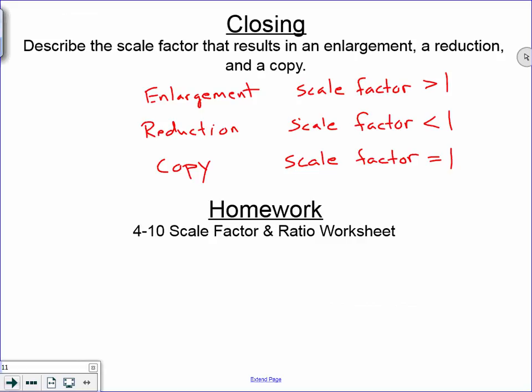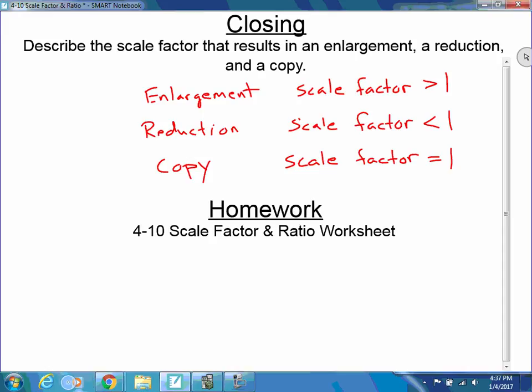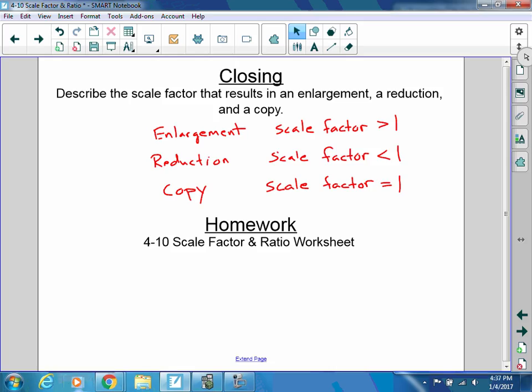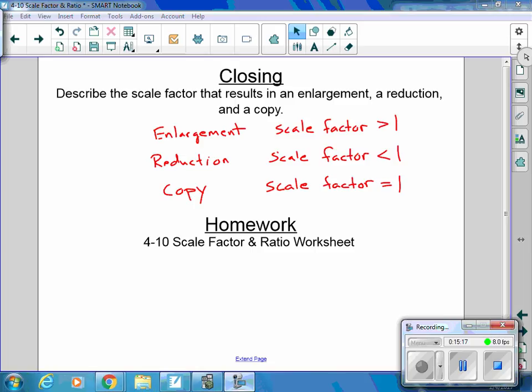And then the last part here, describe the scale factor that results in an enlargement or reduction in a copy. Just what we just said: for an enlargement, the scale factor is greater than 1. For a reduction, the scale factor is less than 1. And for a copy, the scale factor is equal to 1. Go ahead and finish these up, what you need to, and have it checked off so that you can get your homework sheet.